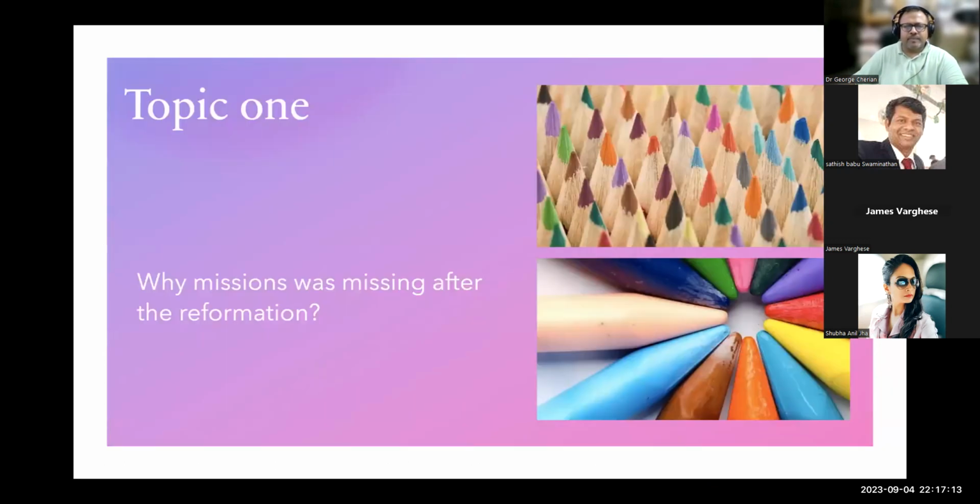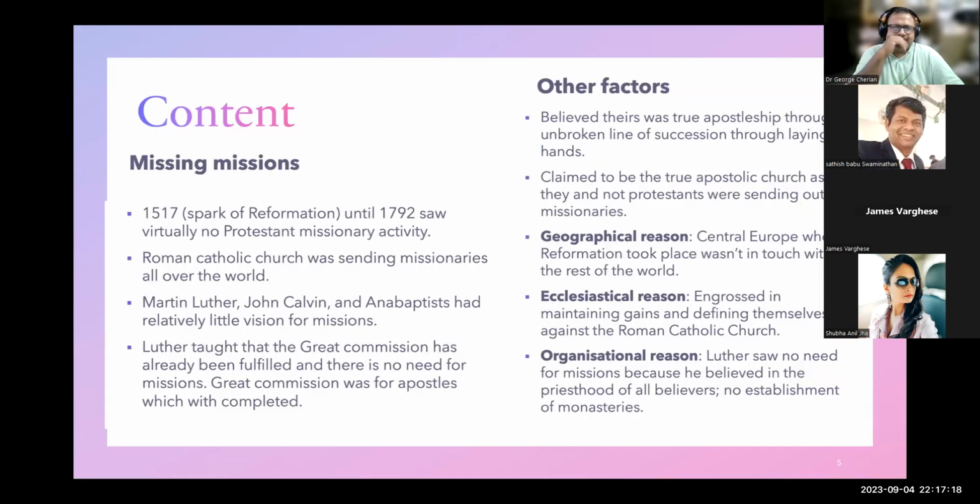So the first part is why missions were missing after the Reformation. Firstly, like we discussed about the Reformation, in 1517, Martin Luther sparked it. He was a Catholic priest. He had a revelation, and he wrote down the 95 theses, and he nailed them on his church wall.